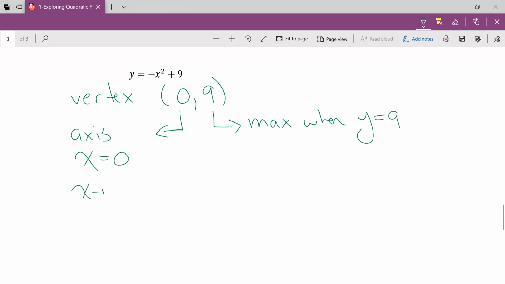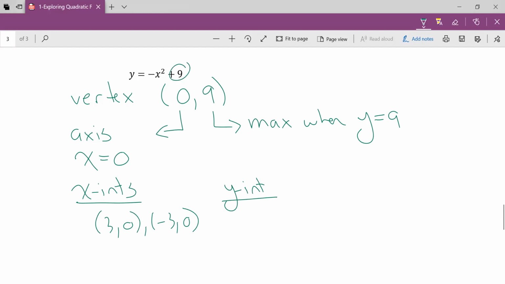Your x-intercepts would have been at (3, 0) and (-3, 0). Your y-intercept, I can read right here, it's my constant term. It's (0, 9). Again, you could have found that in your calculator just by hitting the trace button. And then our domain and our range.